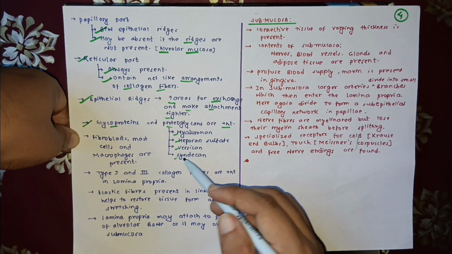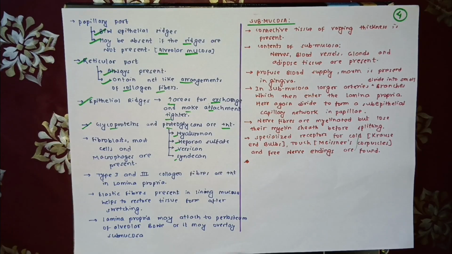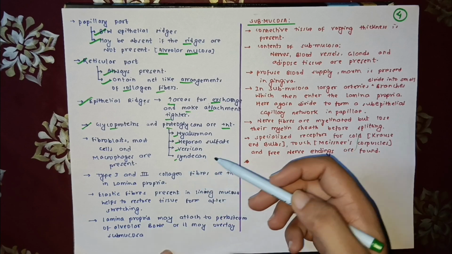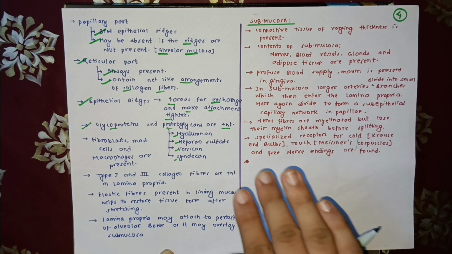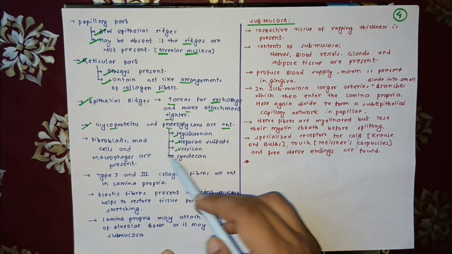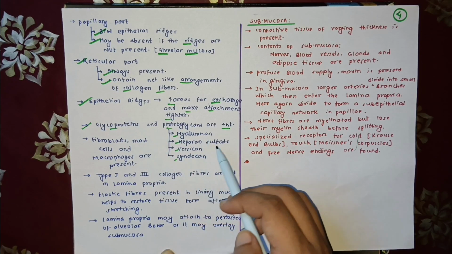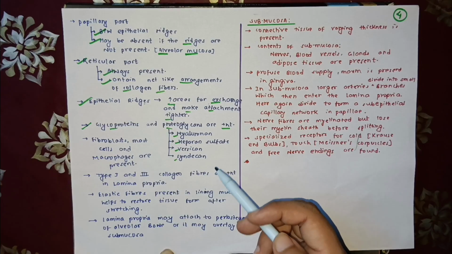Those proteoglycans come up in almost all the topics. I think you remember this from when I was discussing the cementum, where those proteoglycans were also present. So these are quite common proteoglycans present in oral mucosa. Once you remember this, you can apply them in other parts too. So just remember: glycoproteins and proteoglycans, hyaluronan, heparan sulfate, versican, syndecan.